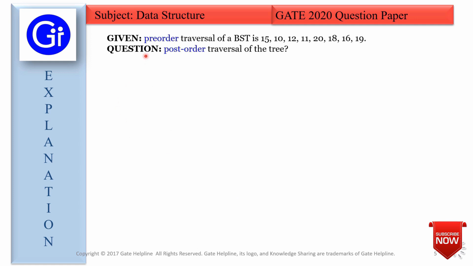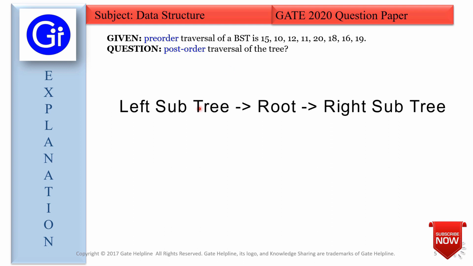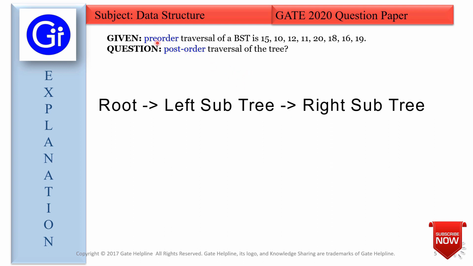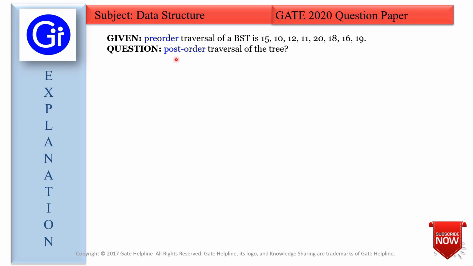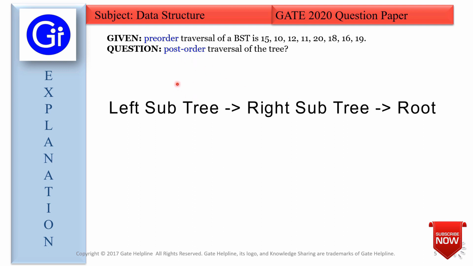In this question, we are given the pre-order traversal of a binary search tree, and we are asked the post-order traversal of this tree. And friends, the point to note here is we are given a binary search tree. In a tree, root is in the middle, with the left subtree on the left and the right subtree on the right. In pre-order traversal, we have root first, then left subtree, and then right subtree. And in post-order traversal, we have left subtree first, then right subtree, and then root.